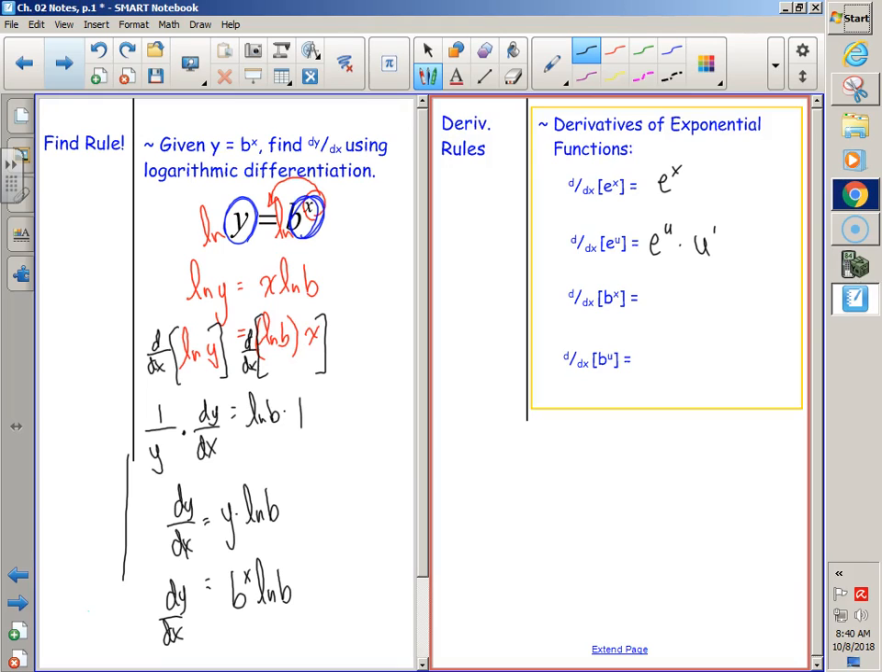B to the x, it's harder, but pause. It's so similar. Derivative of e to the x is e to the x. Derivative of e to the u is e to the u times u prime. Derivative of b to the x is b to the x times something extra. Derivative of b to the u is b to the u times something extra times u prime. Look, they're so close. But there's a b instead of an e. And so what do you need every time there's a b instead of an e? An ln of b.